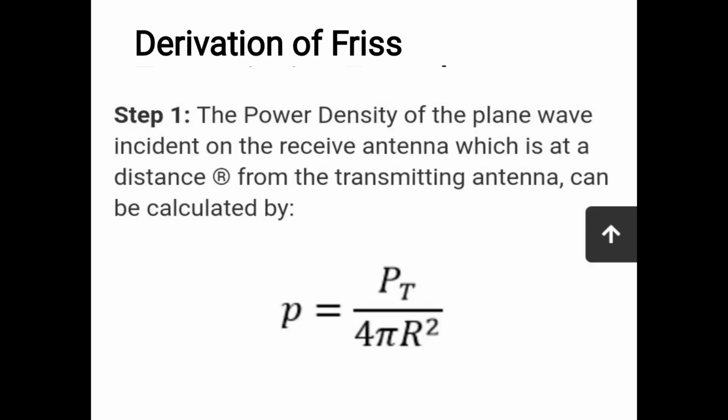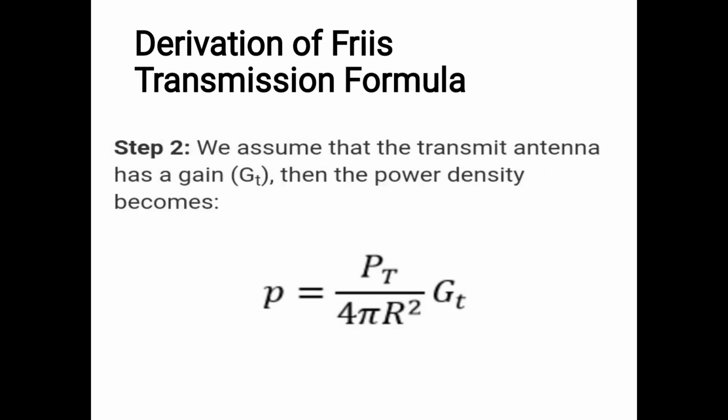Derivation of Friis transmission, Step 1. The power density of the plane wave incident on the receive antenna, which is at a distance r from the transmitting antenna, is calculated by the formula P is equal to Pt by 4 pi r square.